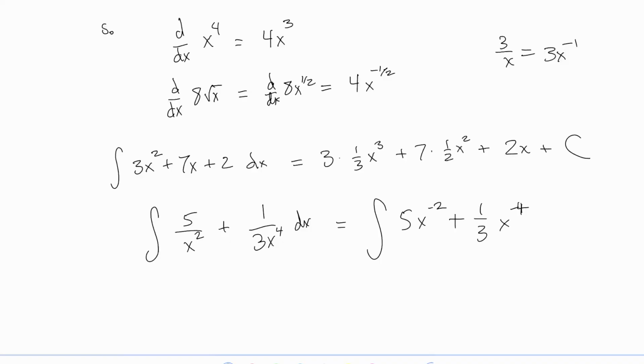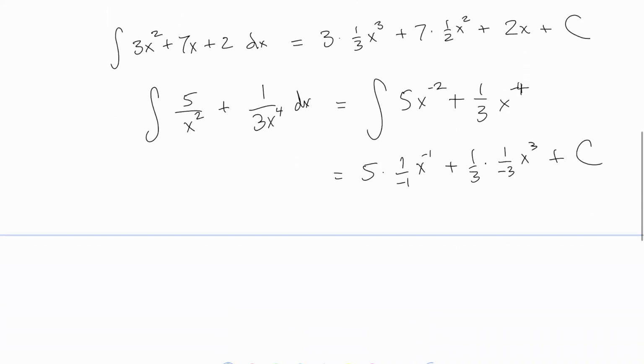Anyway, I'm not done here. Now we can actually do the antiderivative by doing the power thing. So my final answer is 5, and then I increase the exponent of -2 by 1, it becomes -1. So this is 1 over -1, x to the -1, plus 1/3, 1 over -3, x to the -3, plus c. And that's my final answer. Of course, you could rewrite this in a simpler way if you wanted to, but that's that.